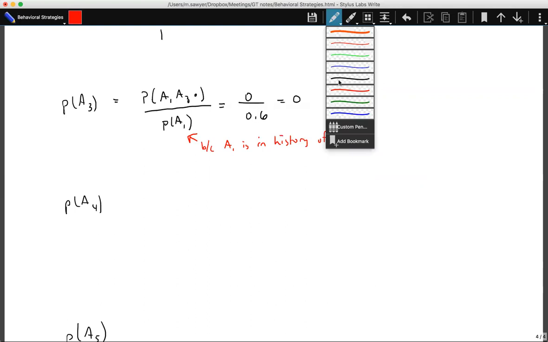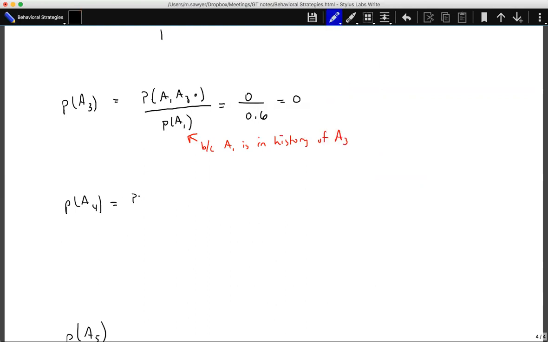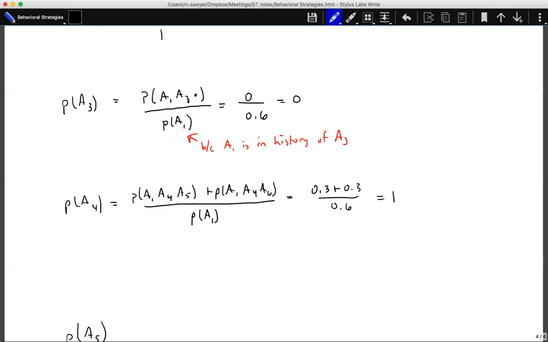In the same fashion, the probability of A4 would be the probability of A1, A4, A5, plus the probability of A1, A4, A6, divided by the probability of A1 as its history, which is equal to 0.3 plus 0.3 divided by 0.6, which is equal to 1. Alternatively, we could have said that 1 minus 0, the total probability minus the probability of A3, equals the probability of A4. That would be another way of looking at this. Rather than doing all the calculations, sometimes you can use pieces of information that you know.